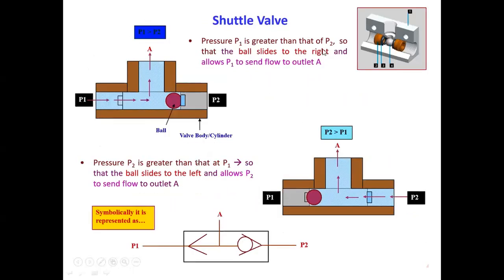In the shuttle valve, if pressure P1 is greater than P2, the ball slides to the right and allows P1 to send the flow to outlet A. Means here pressure P1 is greater than P2, then the ball slides to the right-hand side due to this pressure, and the flow goes from P1 to A. Similarly, if P2 is greater than P1, the ball goes to the left side and the oil flows from P2 to A. Symbolically, it is represented like that: P1, P2, A.